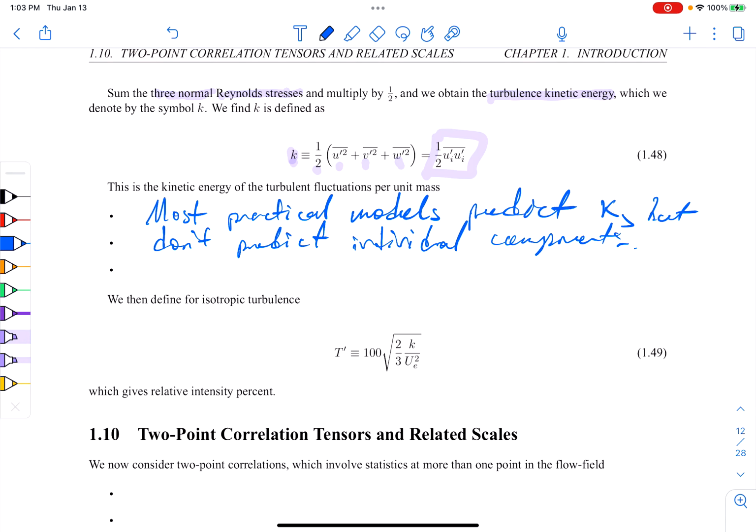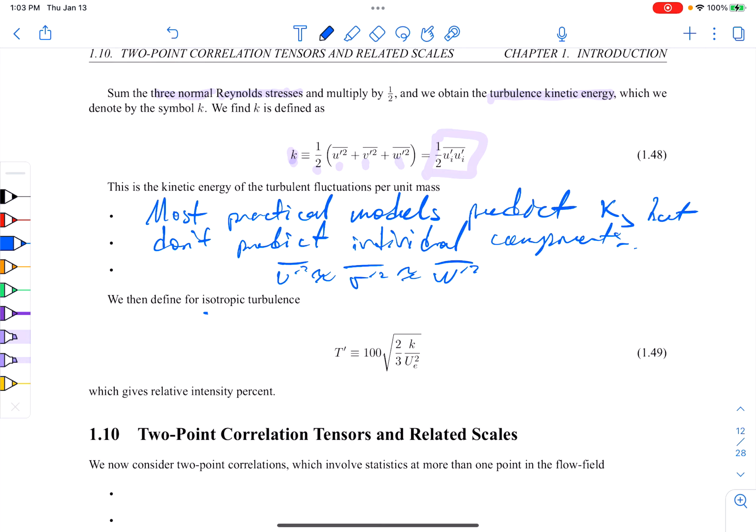So what does that mean? In terms of the model, you'll just say u prime bar squared is approximately equal to v prime bar squared is approximately equal to w prime bar squared. And you have no other real choice if you solve a standard 2-equation model or even a 1-equation model. You have no other insight into that.